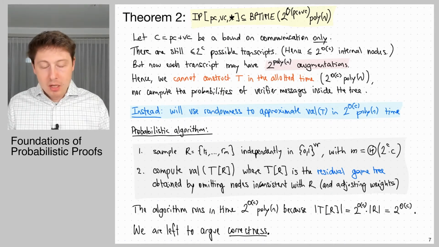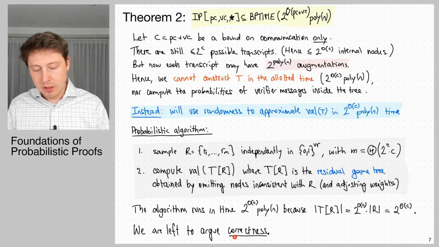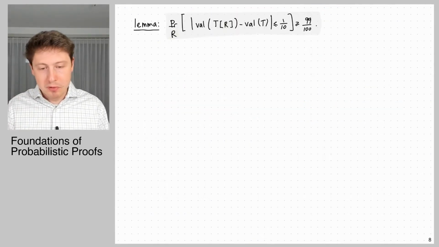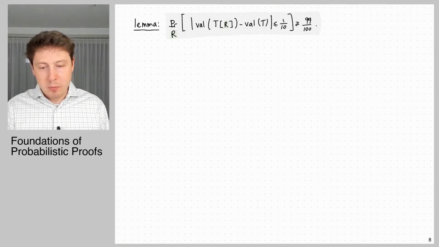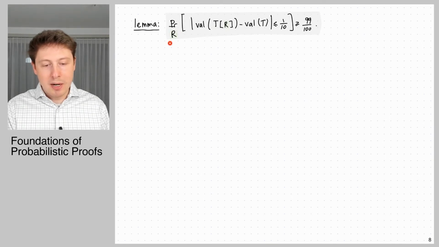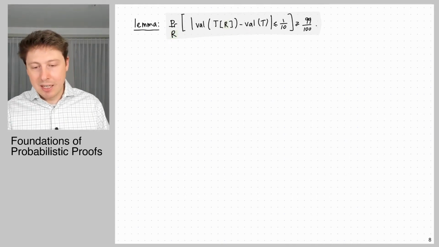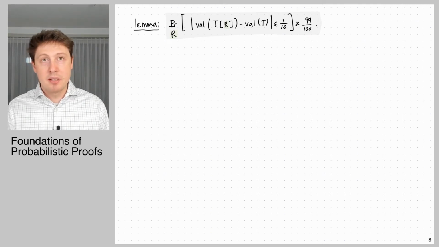Okay, so now we've described the algorithm, and we're only going to focus on arguing why the algorithm is correct. Okay? And specifically, the lemma we're going to prove that exactly captures its correctness is this one. We're going to prove that over a random choice of sparsified randomness, the exact value of the residual tree and the exact value of the original tree are not far from each other with high probability. Okay? And that's exactly what we want, right?